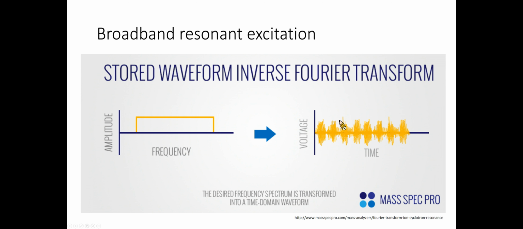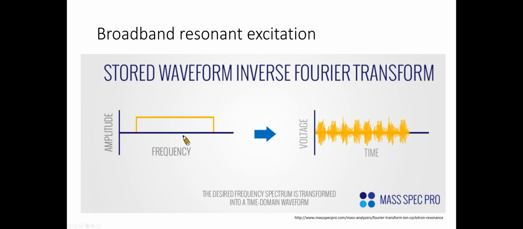However, in reality, there will be many ions of different mass-to-charge ratio in an ICR cell simultaneously. As such, it is desirable to have a method for exciting all mass-to-charge values at the same time with uniform strength. This objective is commonly achieved through the use of stored waveform inverse Fourier transform, or SWIFT.